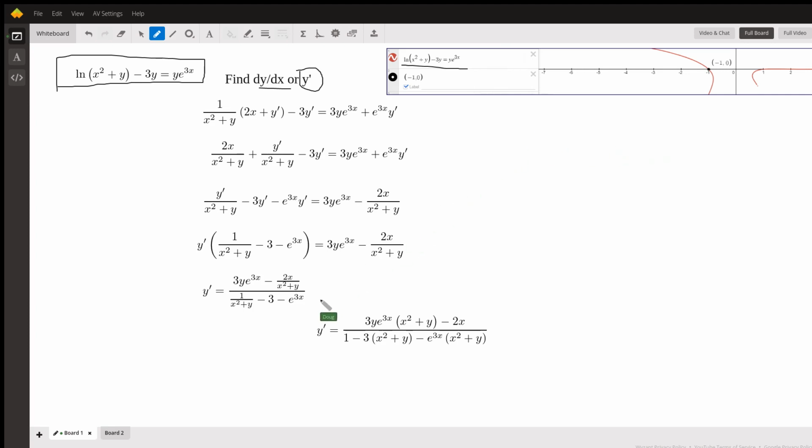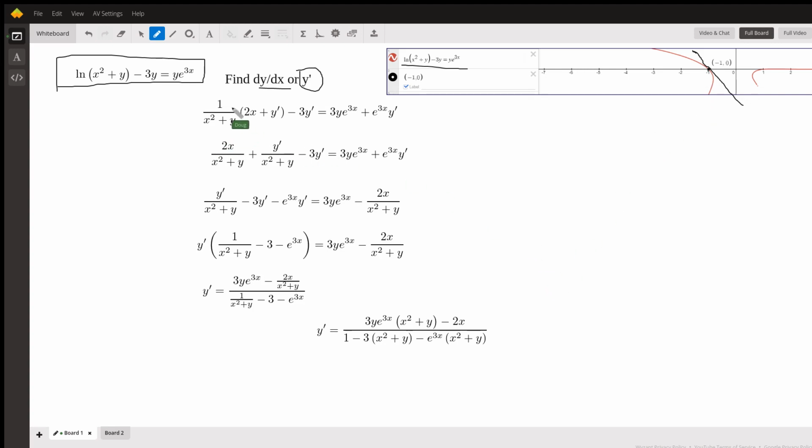So as part of this solution, on the next board, we're going to show that whatever we get for y prime does appear to give us the slope of the tangent line at the point (-1, 0). And then we'll graph the tangent line to kind of show that.